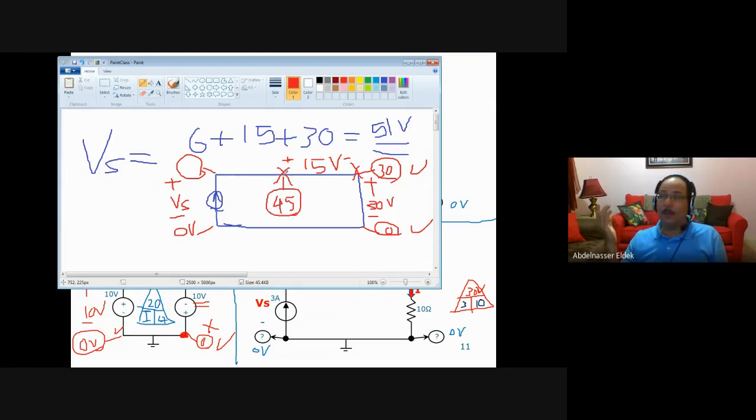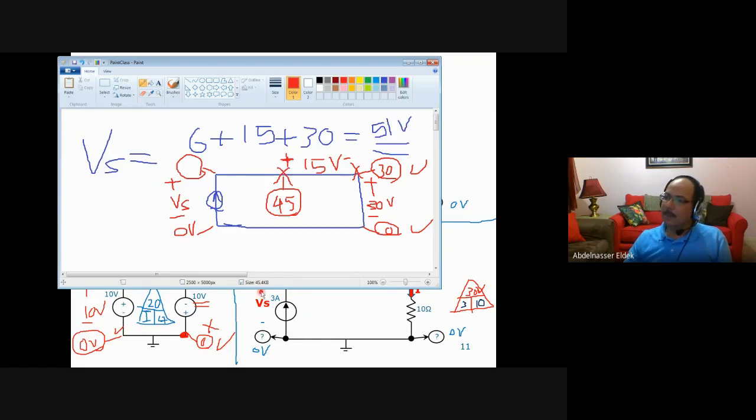Someone can say, okay, why is it not 15? It is 45, not 15, because the difference between 15 and 30 is 15 also. Because this one is higher. This point is positive. So this point is higher. Okay, so it is higher than 30 by 15.